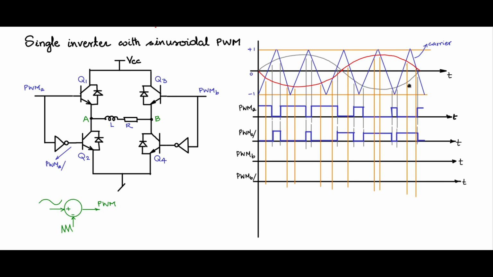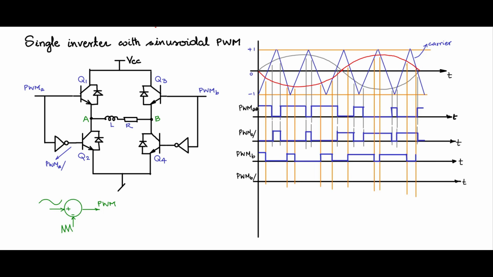Now after having marked the points of intersections, use the same logic as here. Whenever the modulating signal is higher than the carrier, you have a high at PWM B, and whenever the modulating signal is lower than the carrier, you have a low. So we have a high here, a low, high here, a low, high and low in this fashion. You see PWM B.